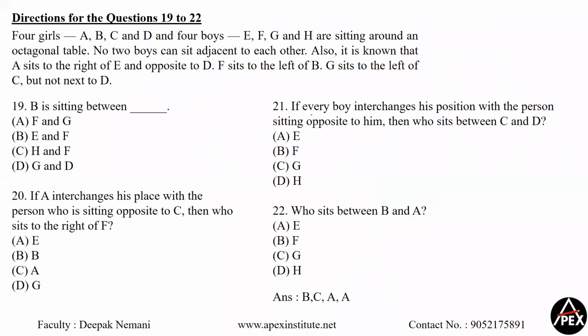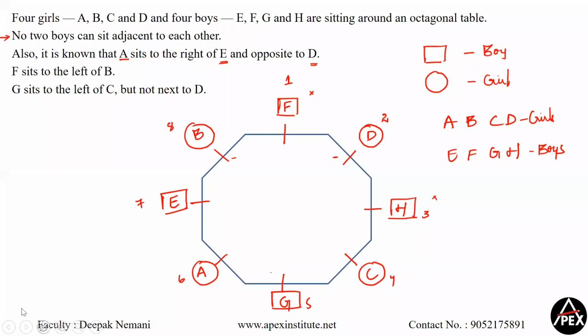Now, if every boy interchanges his position with the person sitting opposite to him, then who sits between C and D? So the boys are E, F, G, H. If they interchange the position with the person opposite to them, E will interchange his position with H. So H will be sitting here and E will be sitting here. Now F will be interchanging his position with G. So F will be sitting here and G will be sitting here. Then who is sitting between C and D? We have E sitting between C and D.